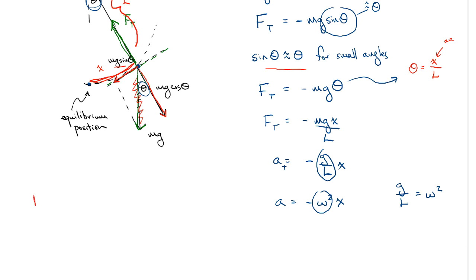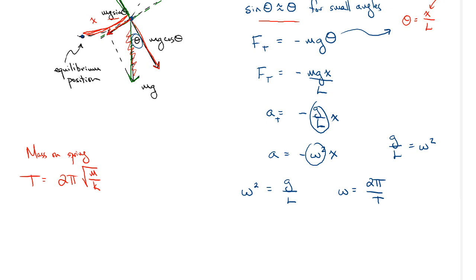If we think about the mass on a spring, we know that the period of a mass on a spring is given by this equation. T is equal to 2 pi times the square root of the mass over K, the spring constant. So let's derive something similar here. We know that in this case now, we've said that omega squared is equal to g over L. We also know that omega is equal to 2 pi over the period by definition. That's the definition of angular frequency. So T, rearranging from here, T is equal to 2 pi over omega.